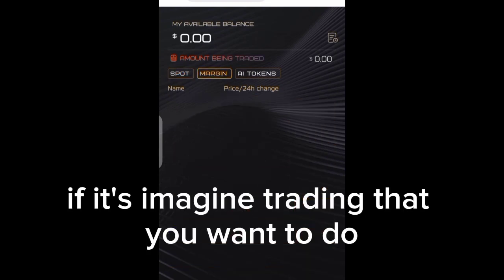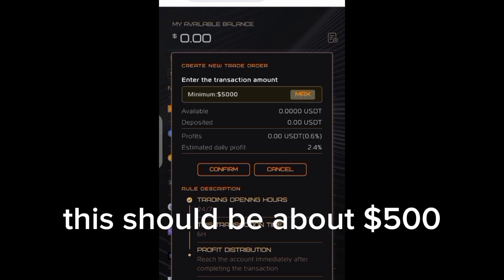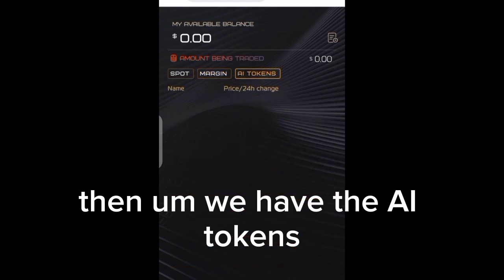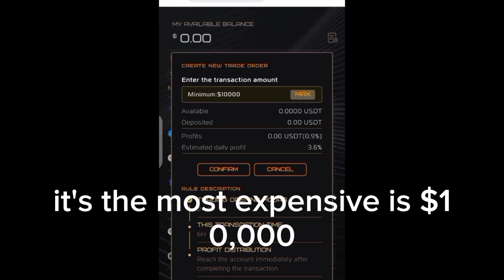If it's margin trading that you want to do, margin trading is expensive. It's about $5,000. It used to be about $500, but it's now $5,000. Then we have the AI tokens. AI tokens is the most expensive, at $10,000.